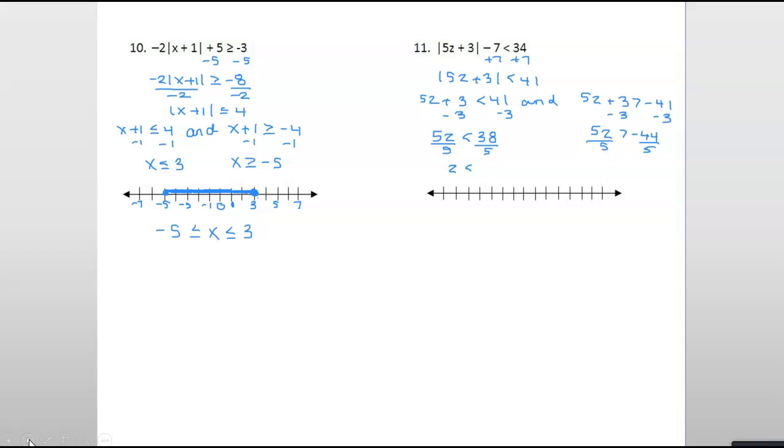And I know that when we get decimals, it freaks us out. Decimals are okay. So you should get 7.6 and -8.8. So what that means is that z is less than 7.6 and greater than -8.8. Because all "and" inequalities can be written as a single inequality. You don't have to write the singular, but you can.